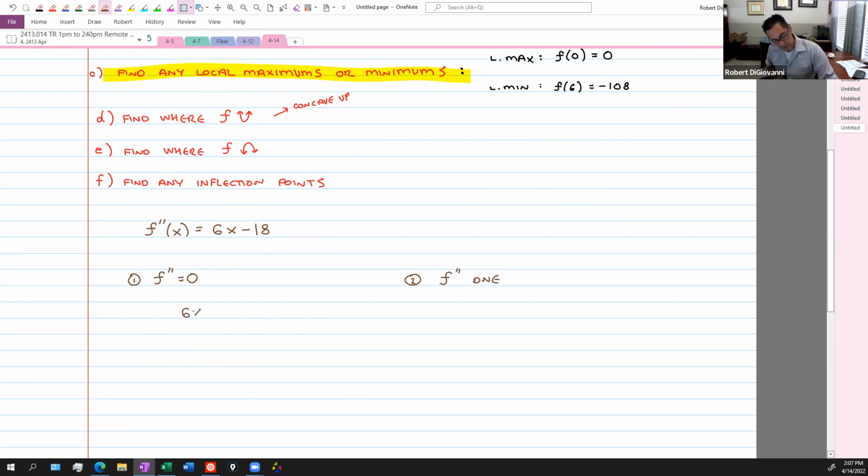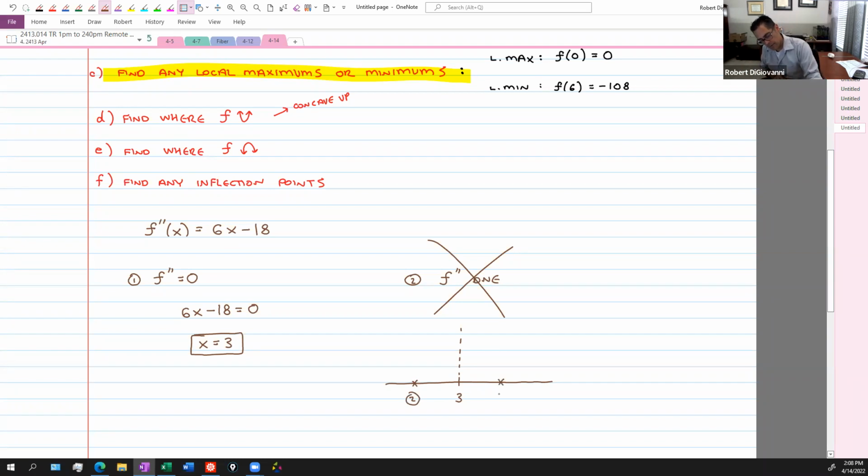All right, setting that equal to 0, you should be saying thank you. That's easy, right? X is 3. And the second derivative not existing isn't even an issue because the second derivative is a line, right? 6x minus 18, it's linear, so it's always defined. No issues. So I only have one number to put on the number line. 3. I pick a point to the left, I pick a point to the right. So I'll pick 2 and I'll pick 4.